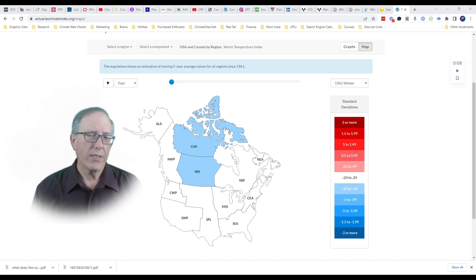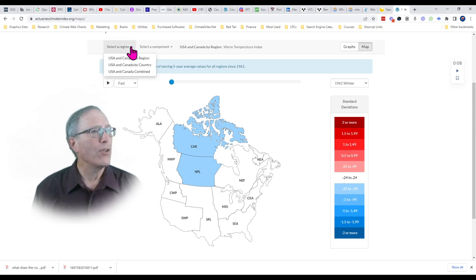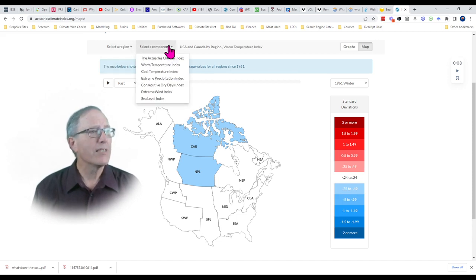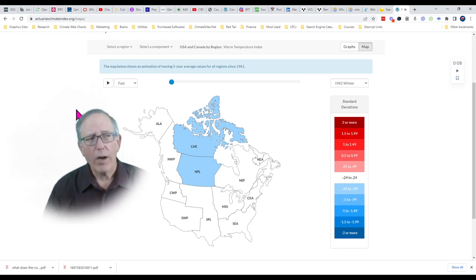Now, one of the cool things that you can do with the Actuaries Climate Index is map out and visualize the changes in a more direct way than you can with the graphics that I've already showed you. So you can go in, you can select US or Canada by region, which is what this particular graphic is set up. You can select which component you want to take a look at, whether the overall index or the warm temperature index, cold temperature, extreme wind index, all the different indexes. And then you can play that out on the map.